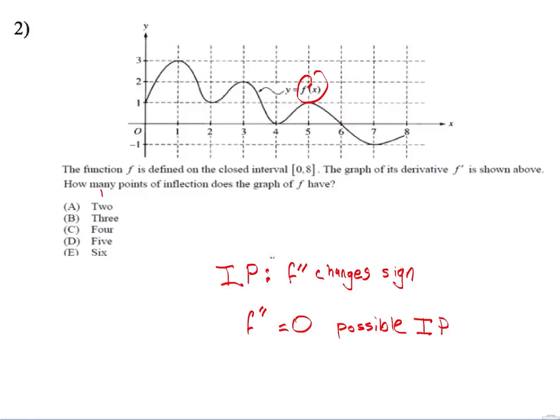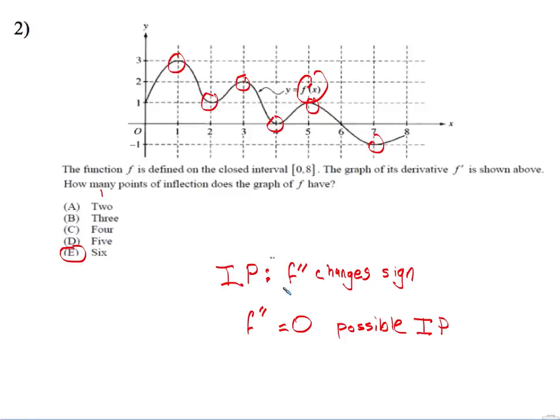F prime in this case is slope. So we got it right! Woohoo! It changes slope where it is equal to 0 in this case. So it changes 1, 2, 3, 4, 5, 6. If you chose 6, you are correct.